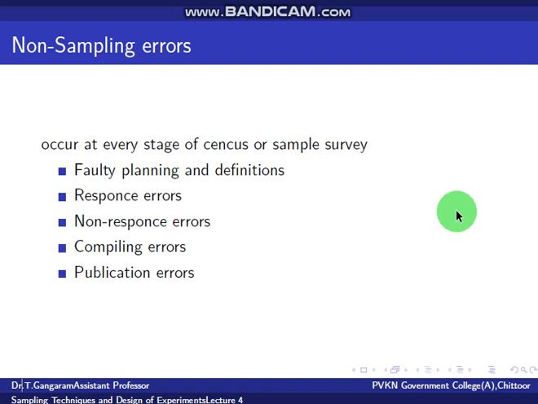Next is publication errors. The errors that occur in printing and presentation of tabulated results are called publication errors. These errors are mainly due to improper proofreading. In sample survey, non-sampling errors may also arise due to defective sampling frame.